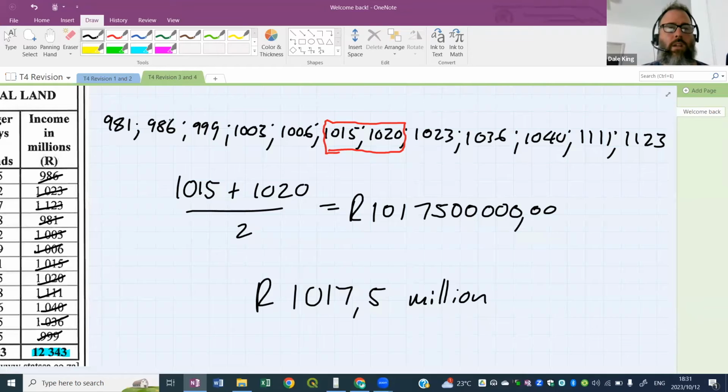Okay, so that is the median. You put the numbers in ascending or descending order. If it's an even data set, you find 2 numbers in the middle. If it's an odd data set, you find 1 number in the middle. Please remember that. Even numbers, 2 numbers in the middle. Odd numbers in the data set, 1 number in the middle. Please don't forget that.